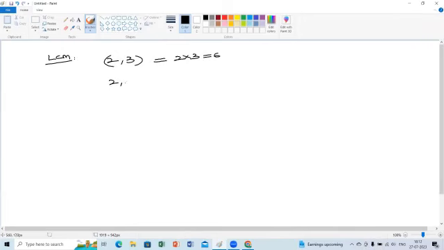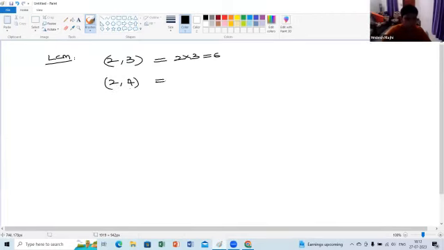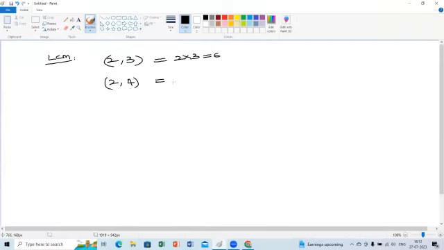What is the LCM of 2 and 4? Teacher, 8. Who said 8? Is it 4? Very good. It's 4. Why is it 4 in this case? Why are we not multiplying the product here? Ma'am, because they are not prime numbers. 2 is divisible into 4 and 4 is the greater number.